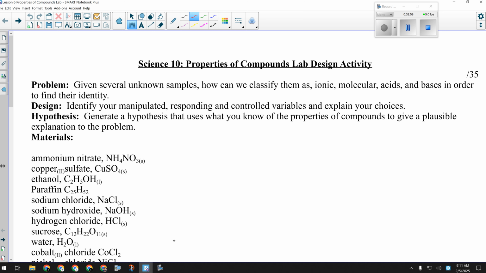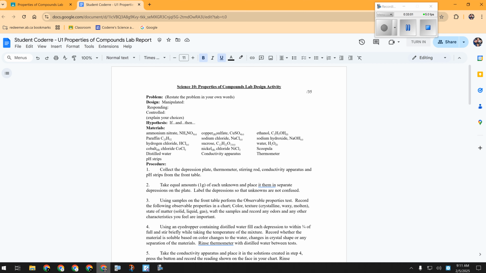Now, for the design, if we're looking at your lab report here, that's filling in manipulated, responding, and controlled variables. There's a reminder there that you need to explain your choices. 1 manipulated variable, 1 responding variable, 3 controlled variables. Now, right now, you have no idea what those are. So I'm going to describe the experiment here, and we're going to figure out which one's which.